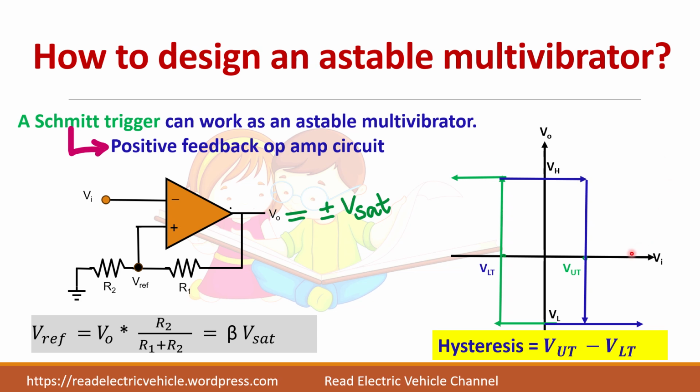And this is the transfer characteristics of the Schmitt trigger circuit. You can see there are two limits, upper threshold and lower threshold.